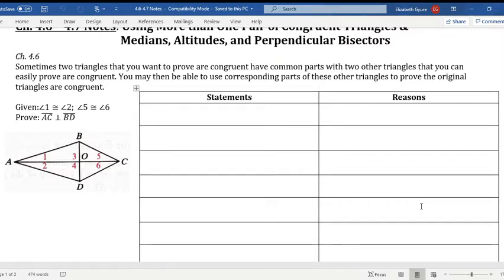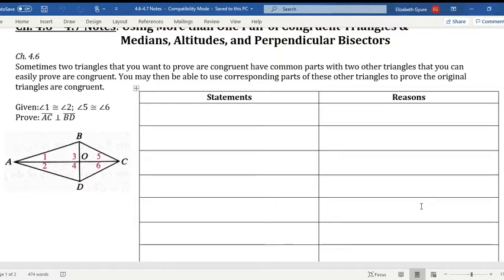So in today's notes, we are going to be looking at some situations where you have a diagram that might have 4 triangles in it, and you need to use information from 2 of those triangles to show other information about another 2 of those triangles. So this says sometimes 2 triangles that you want to prove are congruent have common parts with 2 other triangles that you can easily prove are congruent. You may then be able to use corresponding parts of these other triangles to prove the original triangles are congruent. In other words, you might have to show one set of triangles is congruent in order to have information to show that a different set of triangles is congruent.